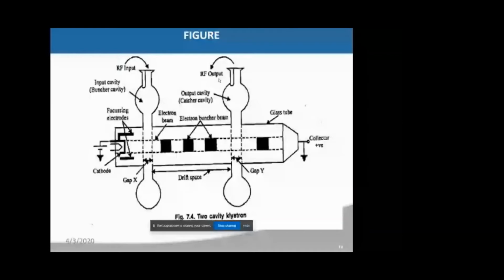Now we'll see how the principle of operation works. In this case, as we have seen, the electron gun continuously emits electrons.